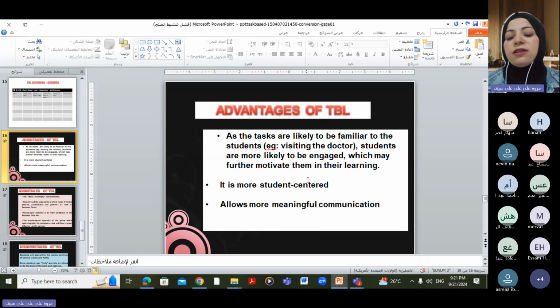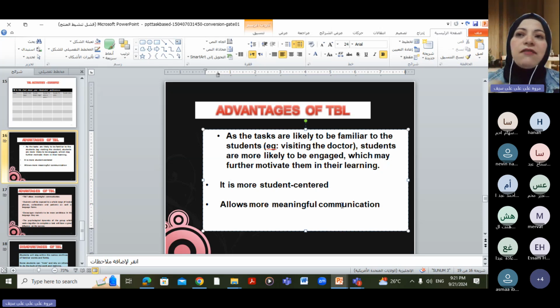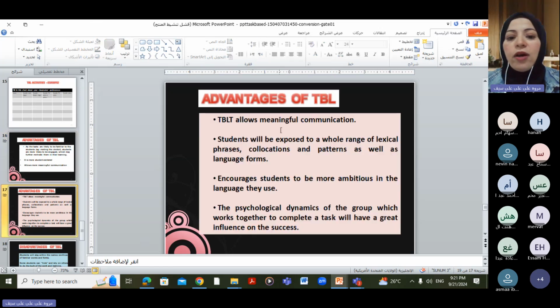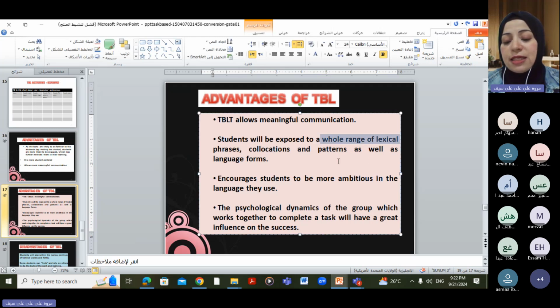It's more student centered. Yes, because students do it and they present it and they learn it and they practice it even later on. It allows more meaningful communication. The same idea, it's having a situation to do, a party to prepare, a trip to plan, like this. It's prepare, not prepare for. Okay, what are again the advantages of TBL? Again, meaningful communication. They are exposed to a whole range of lexical phrases, collocations, and patterns, as well as language forms, because this is the language that they will need to present the task. Okay, so they learn a lot of areas.